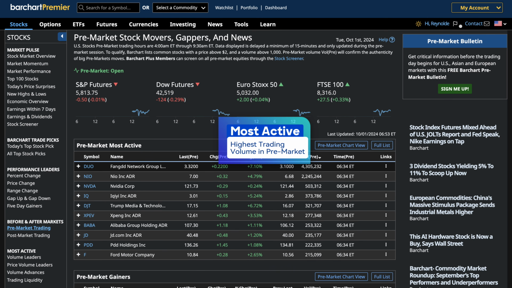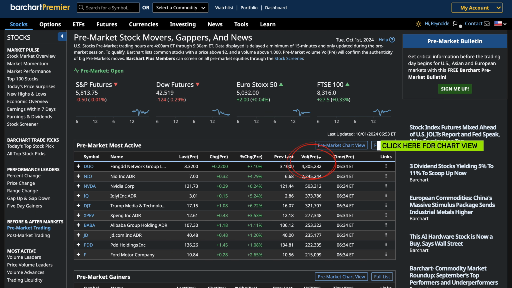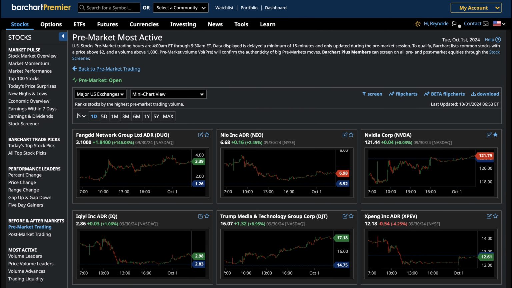The most active list reveals the volume leaders with the most shares traded in the pre-market. You can also click here to view a full list of charts. This page helps you identify early momentum. Are certain stocks showing signs of strength, or are others starting to look weak? Click the charts to take a closer look.